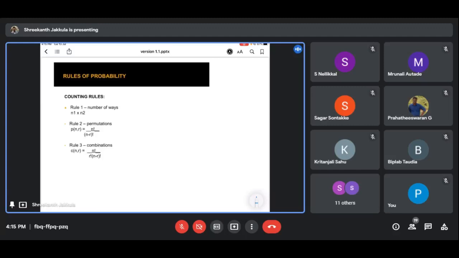What is permutation, what is combination? Okay, so first we will go to permutation. Permutation is the selection of r objects from a group of n objects, taking the order of selection into account. Order of selection, how you are taking, is very important in permutation.